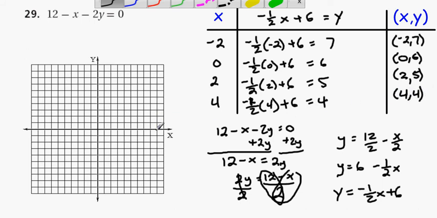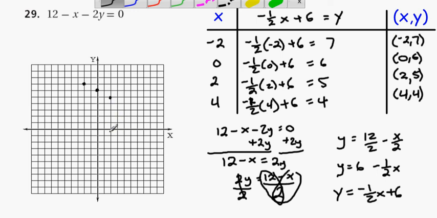All right, let's go ahead and plot these points. So here I'm at negative 2, comma 7. 2 to the left, 7 up. 1, 2, 3, 4, 5, 6, 7. Now at 0, I'm at 6. So 1, 2, 3, 4, 5, 6. And at 2, I'm at 5. So 2 to the right and 5 up. 2, 3, 4, 5.